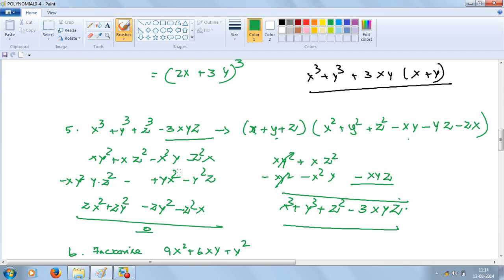Please expand this again. You practice 2 times, you will see all the terms will get cancelled. See, this xy square will cancel this term. xz square is that. Here minus x square. So these two terms will get cancelled like that. All the other terms will get cancelled.